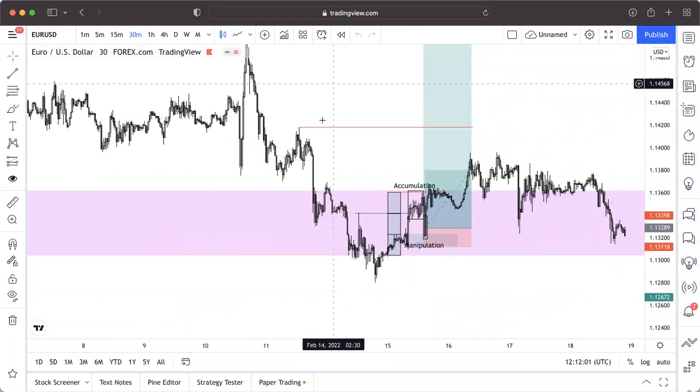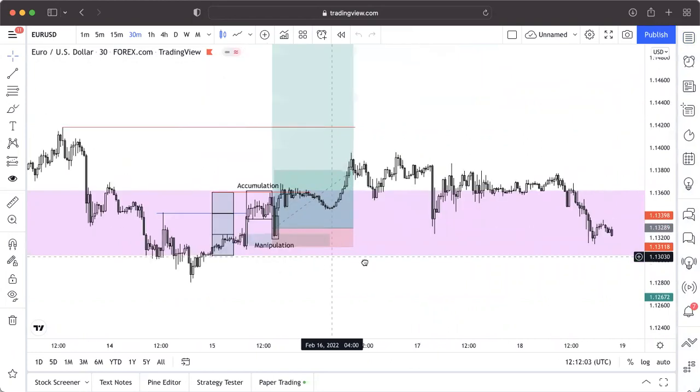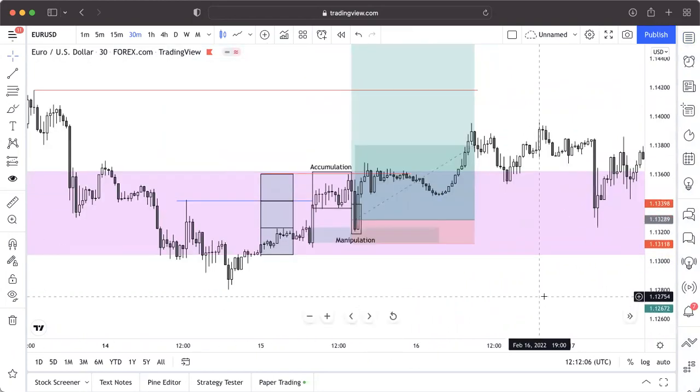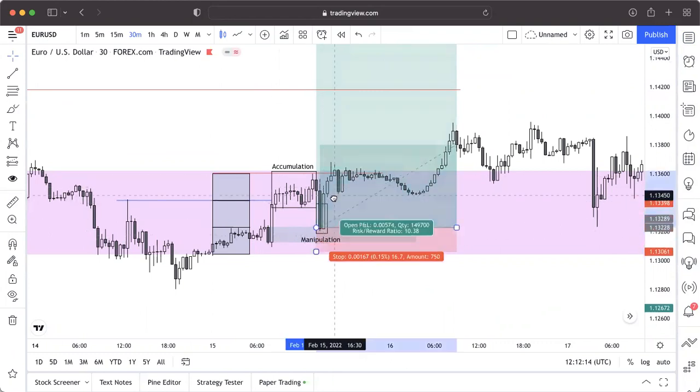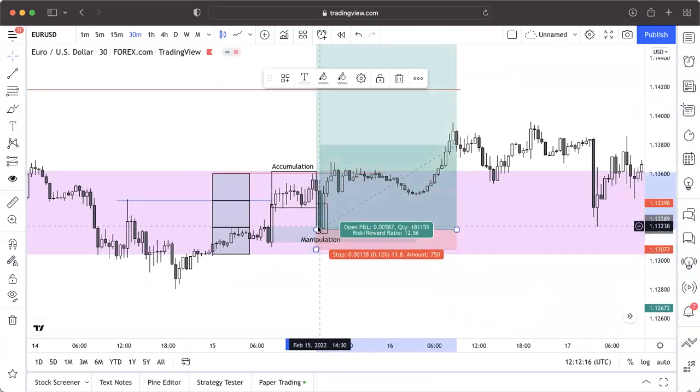Let's start with EUR/USD. Here we actually had two ideas. One of my ideas was for the market to trade into this order block and then give us a good trade. This actually happened, so it played out very nicely.